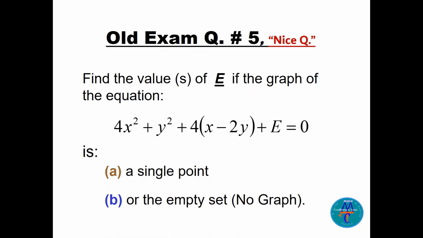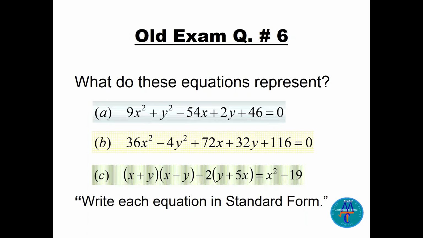Question number 5 is nice. Find the value of E, value or values, it depends, if the graph of the equation 4x squared plus y squared plus 4(x minus 2y) plus E is a single point, that's part A. Find E if this equation is a single point. Find E also, another value or values, if this equation is an empty set or no graph. Try it yourself, please.